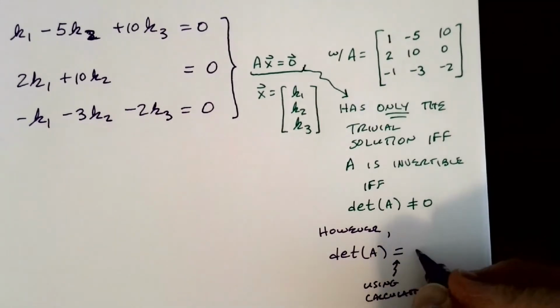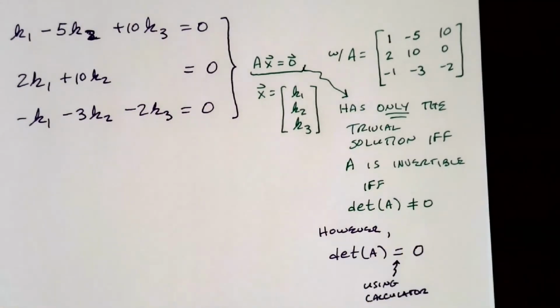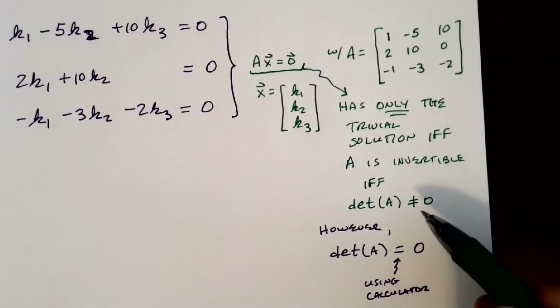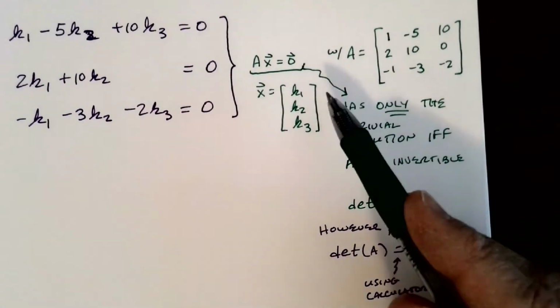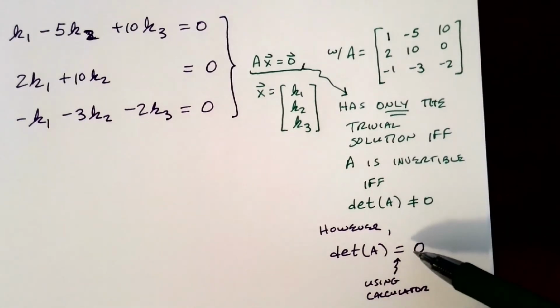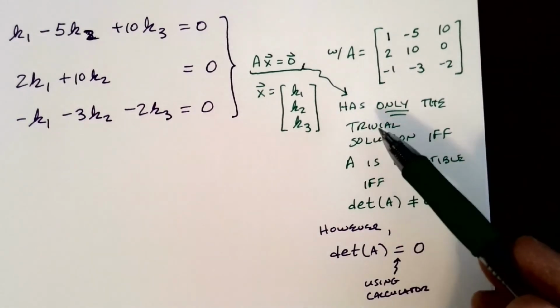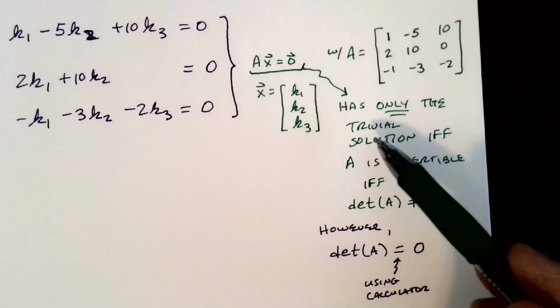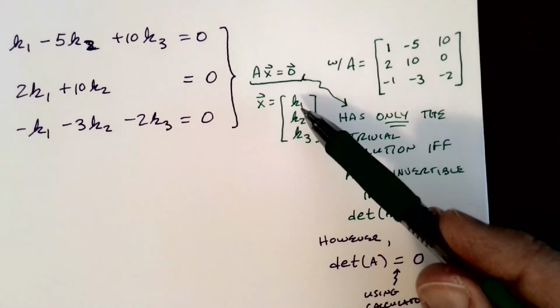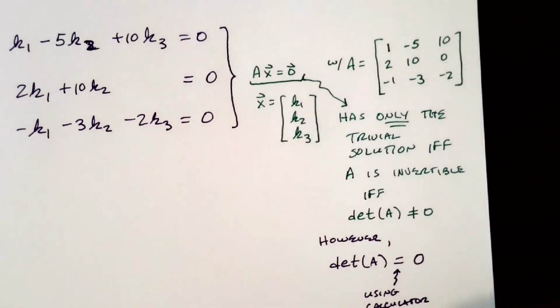And you're going to see the determinant is indeed 0. So what does that mean? If the determinant is not 0, then AX equals 0 has only the trivial solution. But the determinant of A is equal to 0, and so what must be true? There must be at least one non-trivial solution. There is at least one solution where not all of K1, K2, and K3 are 0.